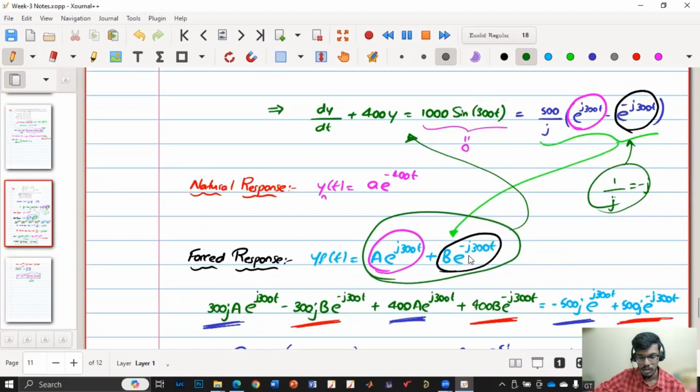Sir, here the excitation has two parts, e to the power minus j 300t and e to the power j 300t. Yes, sir. So this part is responsible for this term, and this part is responsible for this term. Since the coefficients are unknown, I have assumed plus, thinking that A, B are positive, but you are free to also write minus B, but in that case your B might be different.